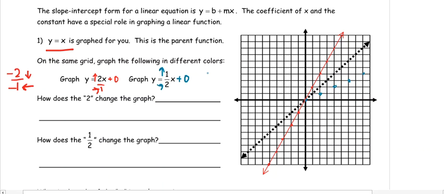And to get the other side of it, just change the signs. Negative 1, negative 2. So you're going to go down 1 and to the left 2. Down 1 to the left 2, and so on.